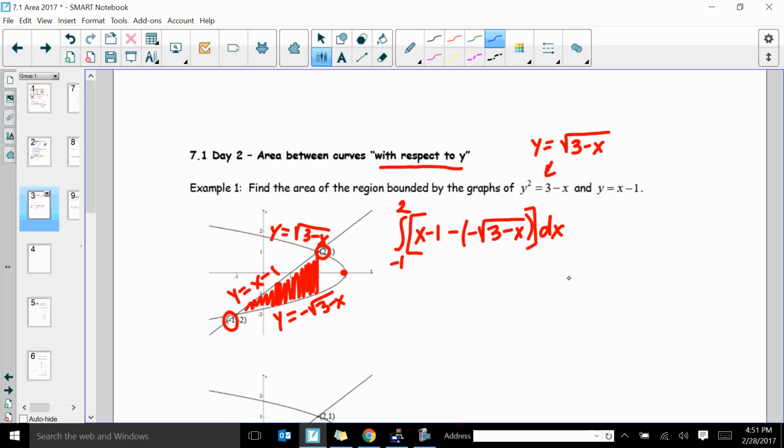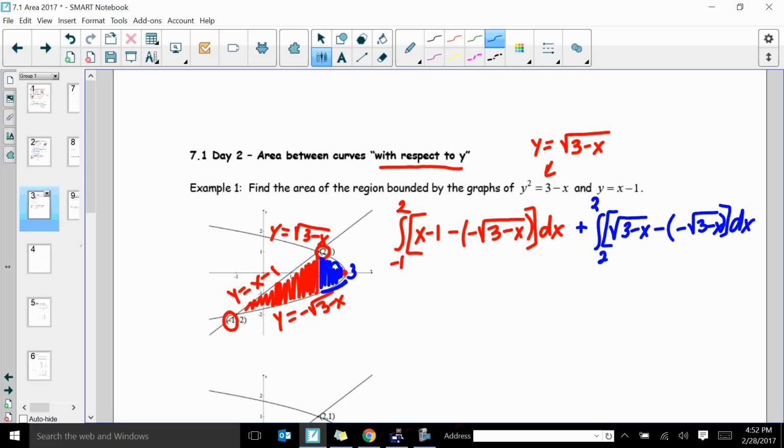So what you would have to do is add on another integral to take care of this space. Here the top curve is positive root 3 minus x. The bottom curve is again this negative root 3 minus x. Oops, parenthesis, yeah. dx. And your bounds would be, you'd start at 2 and stop at x equals 3, so 2 to 3.